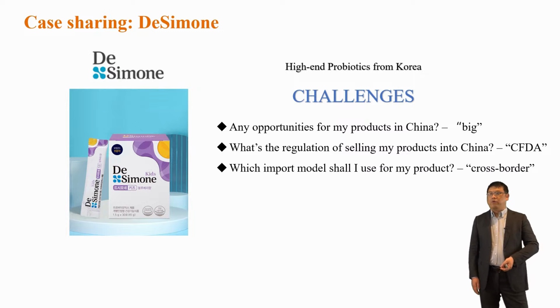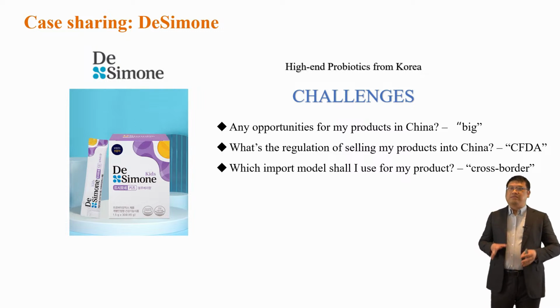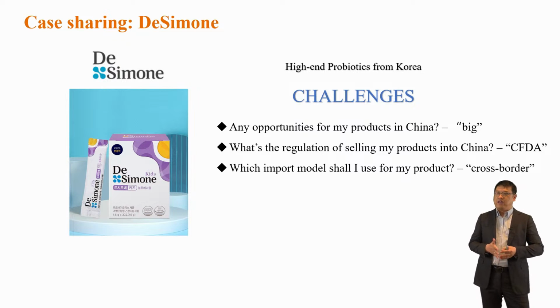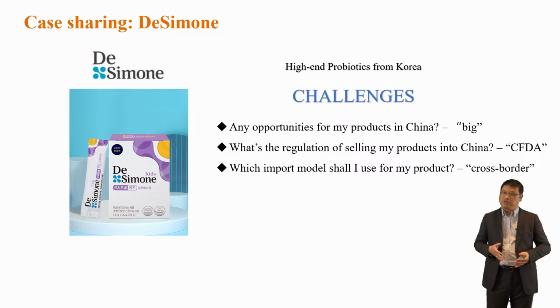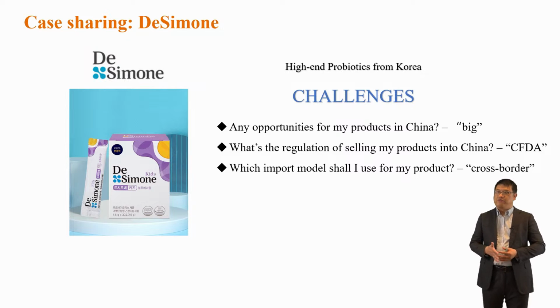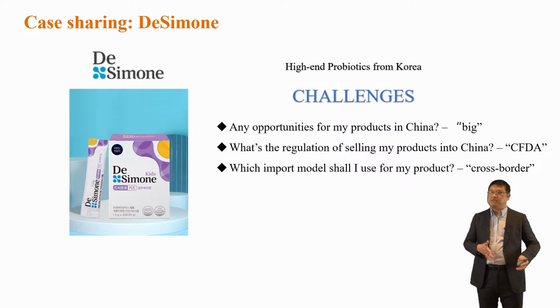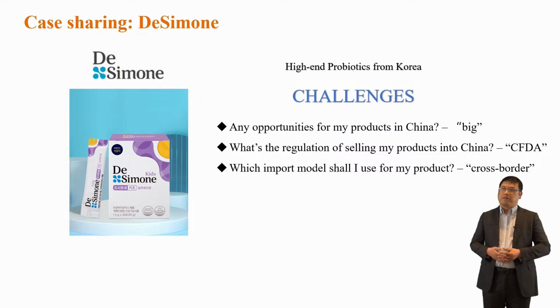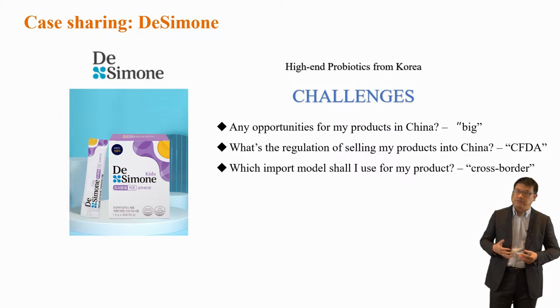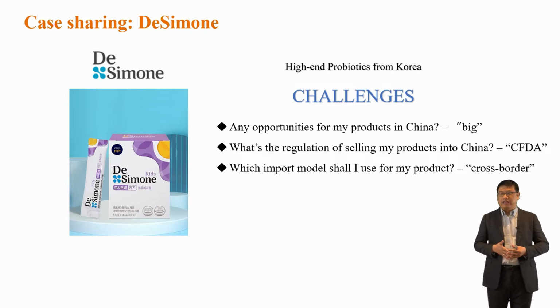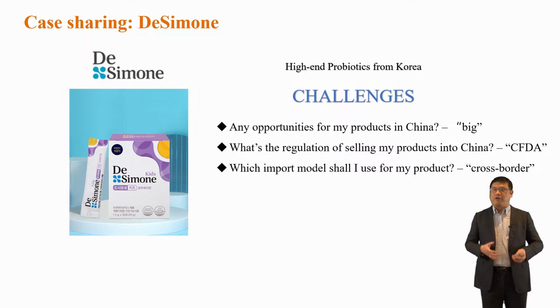But is there any other way? Which import model should I use for my product? Is there a way to skip CFDA, start testing, and step into the market? Yes, the cross-border way is already different from traditional trade. For supplements in China today, if you take the cross-border way, you can skip CFDA and come into China directly. That's easier and a lower threshold for the brand. Of course, with cross-border you can only sell your products online and only in cross-border channels. That's a limitation, but at least you have the opportunity to start your business as early as possible, because if you start later, there may be a lot of competitors already very strong in this market.